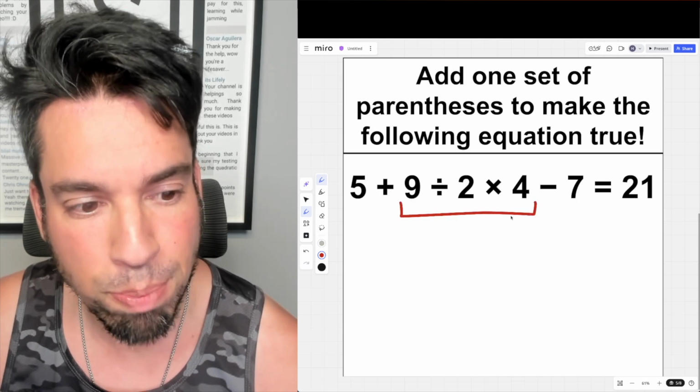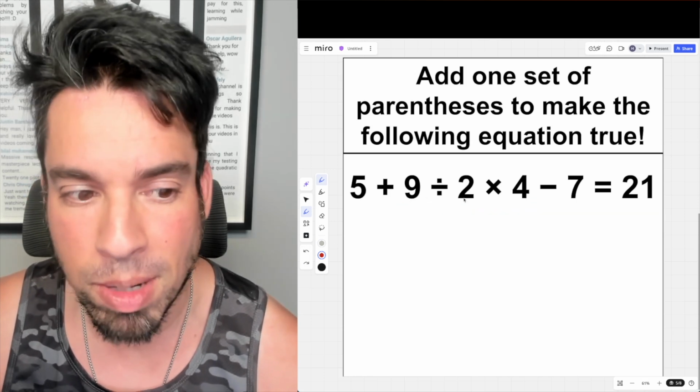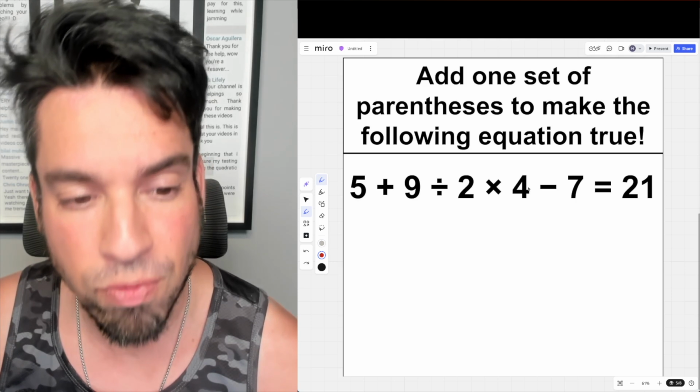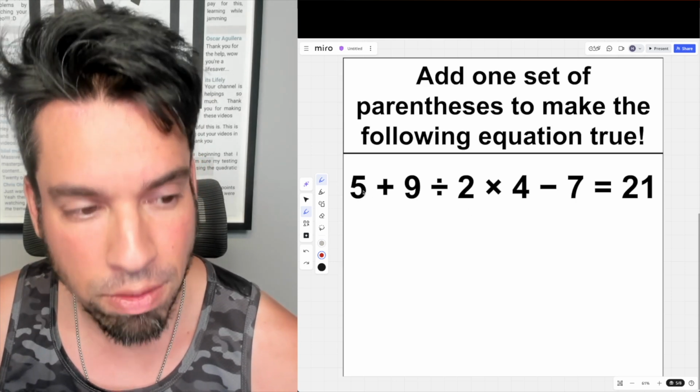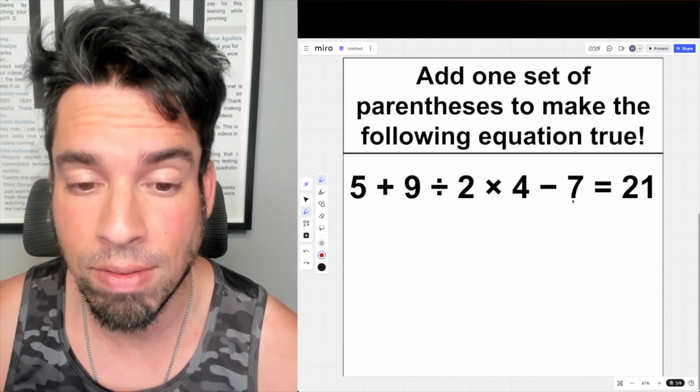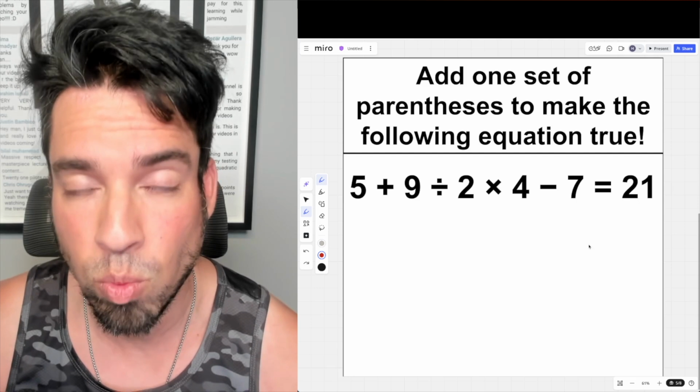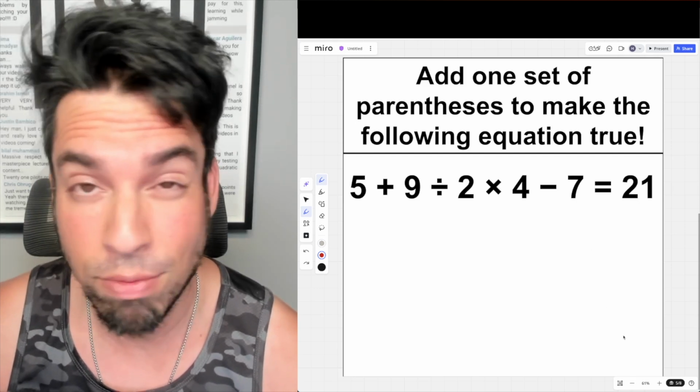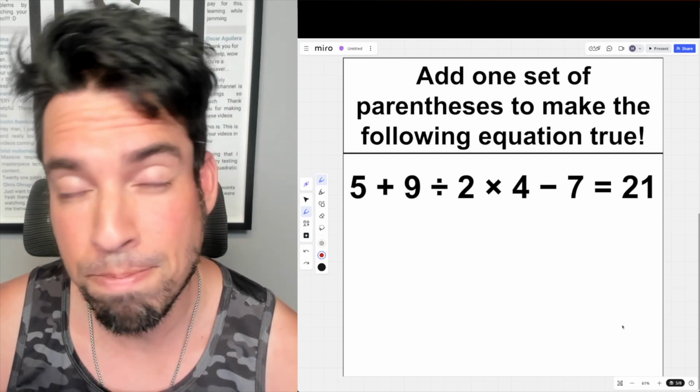And with the order of operations, what we currently have is 9 divided by 2, which is 4.5, times 4, which is 18, plus 5 is 23, minus 7 is 16, not 21. Hit that pause button and see if you can figure it out. When you're ready, hit play and I'll give you the explanation.